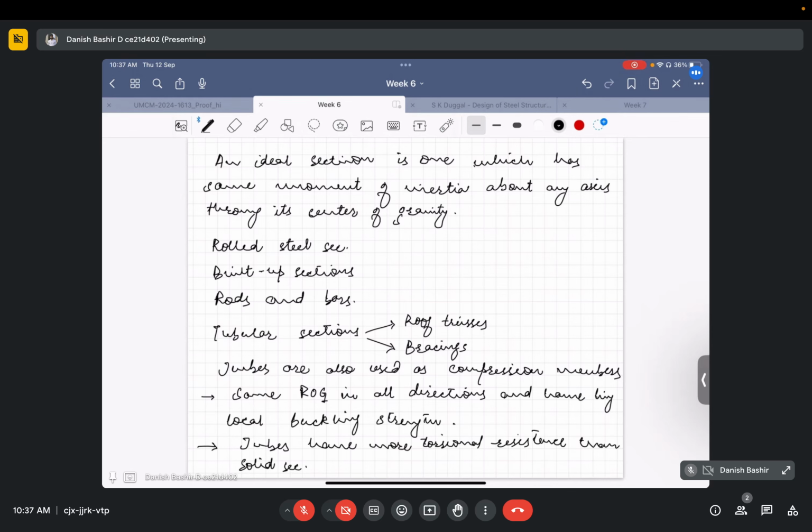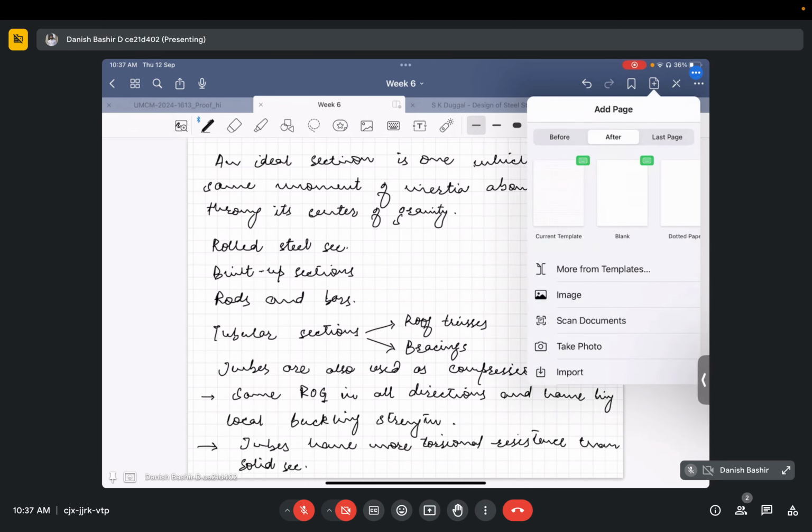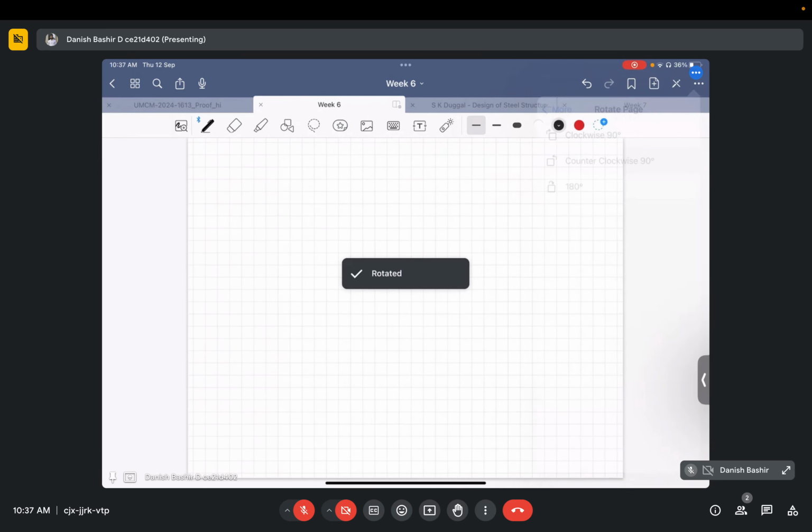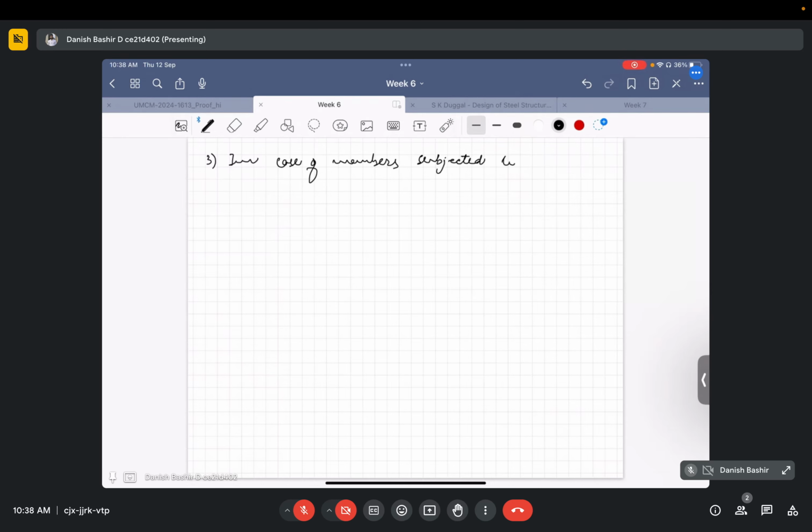The third reason is that in the case of members subject to wind, round tubes are subjected to less force than flat sections.